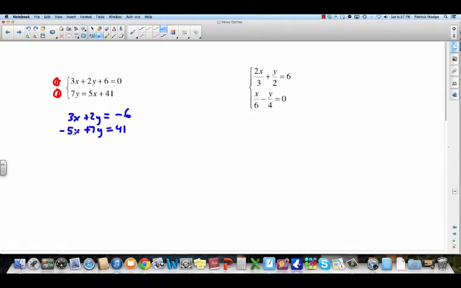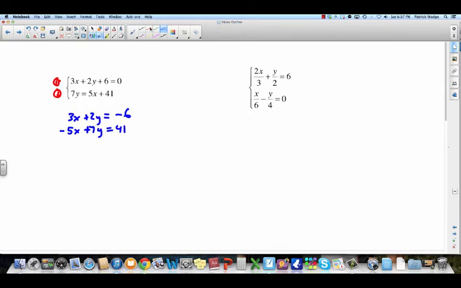So let's look at which of them are going to be easiest to get the same. Is it going to be easier to get the x's the same or the y's the same? Well, actually, it's not going to be very easy to get either of them the same. There's nothing you can really multiply 3 by to get 5. I mean, there is 5 over 3, but we don't want to do that. There's nothing you can multiply 2 by to get 7. Well, again, there is 7 over 2 or 3.5, but we don't really want to do that.